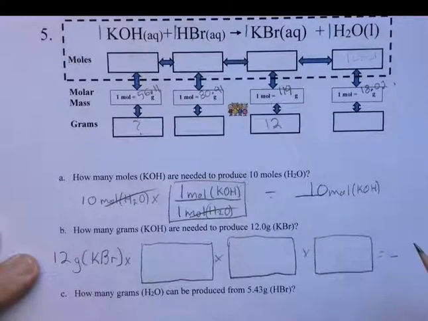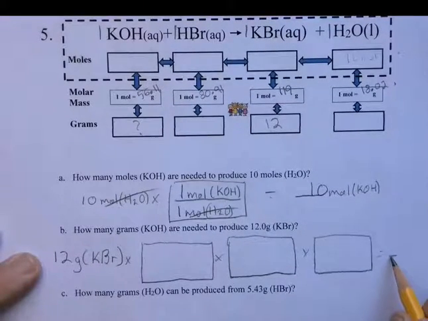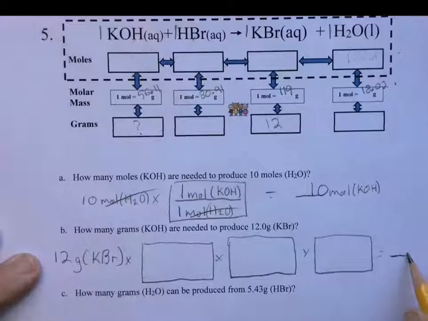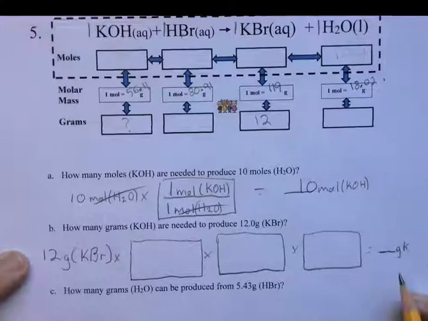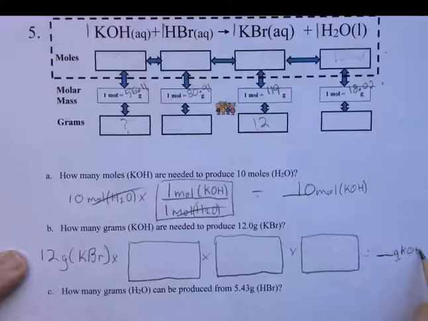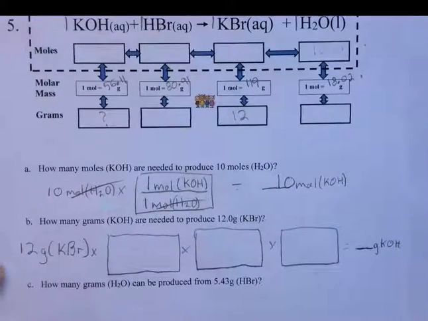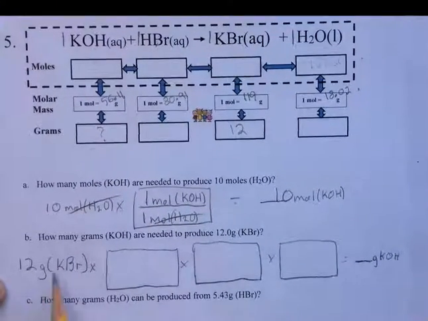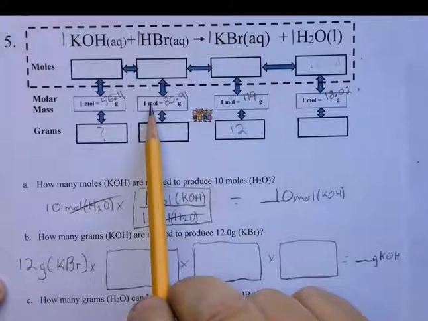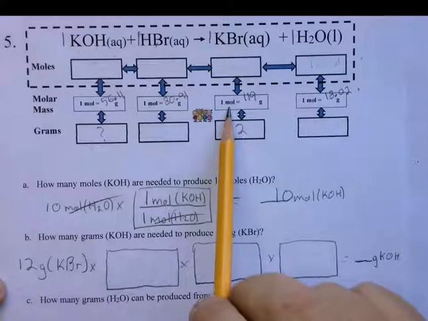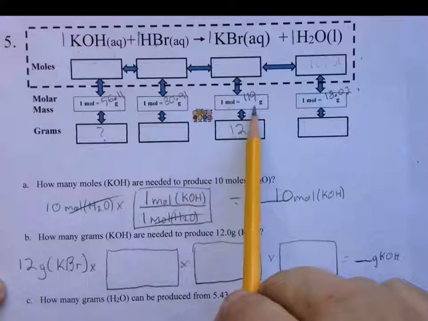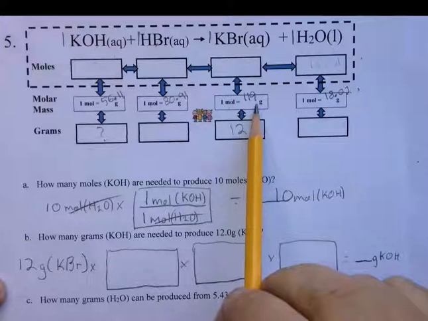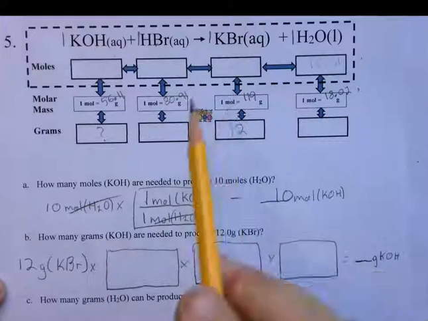And we're trying to find grams of KOH. All right, so there we go. Okay, so what do we got? 12 grams of KBr. So there's 1 mole of KBr for every 119 grams of KBr, or 119 grams of KBr for every 1 mole of KBr.